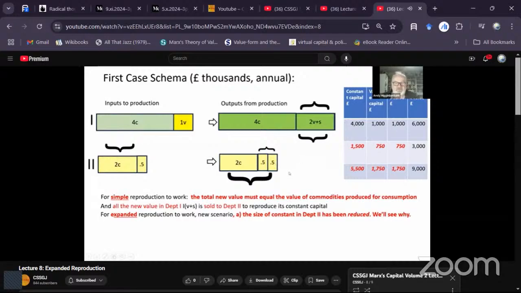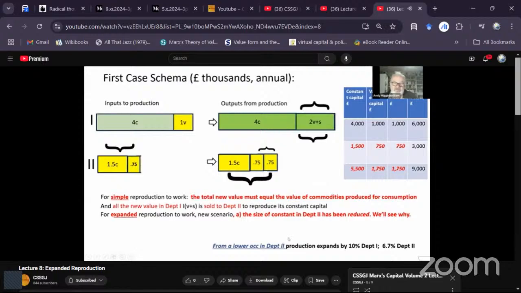Okay, so he's expanding reproduction. He's reduced the size of Department 2, not in terms of its total product, but in terms of the constant capital, which is reduced, because it used to be 2 and now it's down to 1.5. The amount of capital advanced I think is also reduced. Yes, it has. It's gone down from 2.5 to 2.25, but with the same output result of 3,000. Okay. So what we've got is a lower organic composition of capital in Department 2.